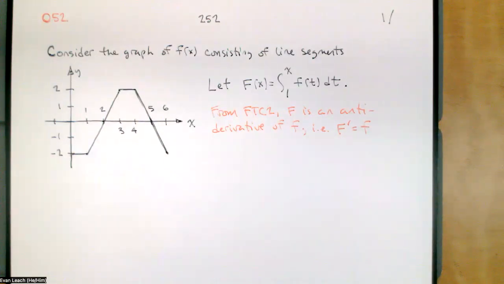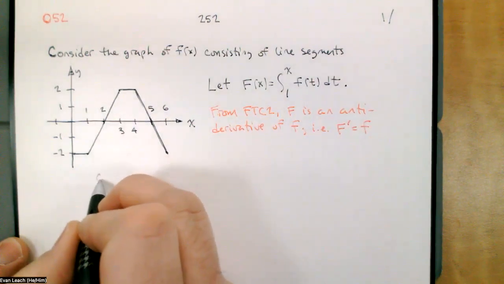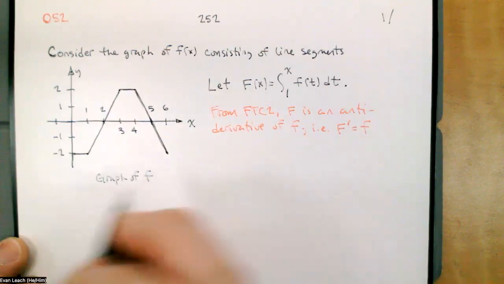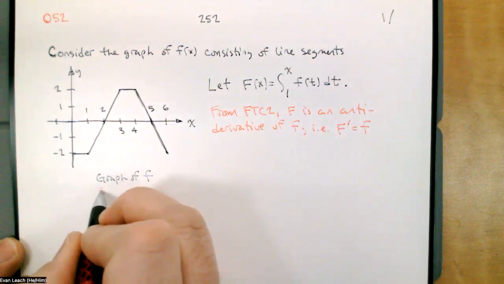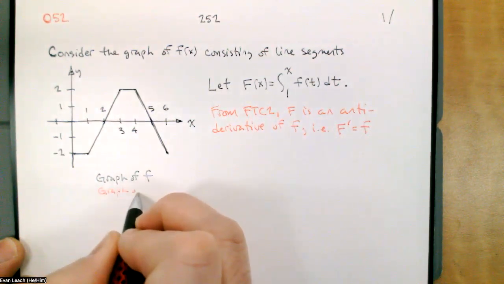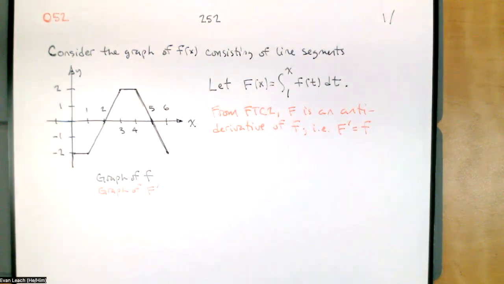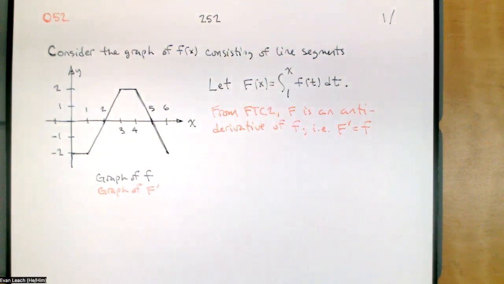So over in the image, we have the graph of little f. And we want to note that this is also the graph of capital F prime, the derivative of capital F. What this means is that we want to read this graph as a derivative.